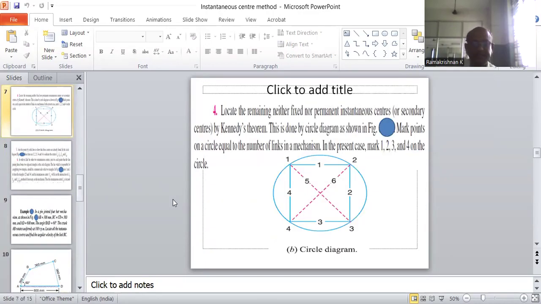In the next session, let us practice a problem to find the velocity by using this instantaneous center method.